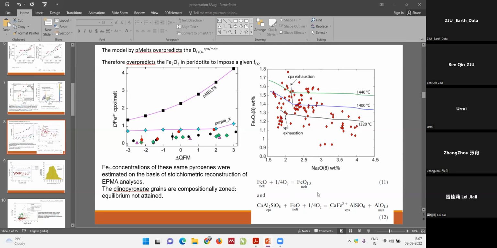No, these are the equations they use to explain why the aluminum concentration is increasing. They explain it by two reasons. One is that for pMELTS, they take the EPMA Fe3 plus concentration of the clinopyroxene. From the EPMA measurement, they calculate the Fe3 plus concentration by stoichiometric reconstruction, and that might differ from the actual Fe3 plus concentration. The second reason they mention is that the clinopyroxene grains used for the thermodynamic calculations were compositionally zoned, and possibly equilibrium was not attained. I can just go to the paper also, to that part.